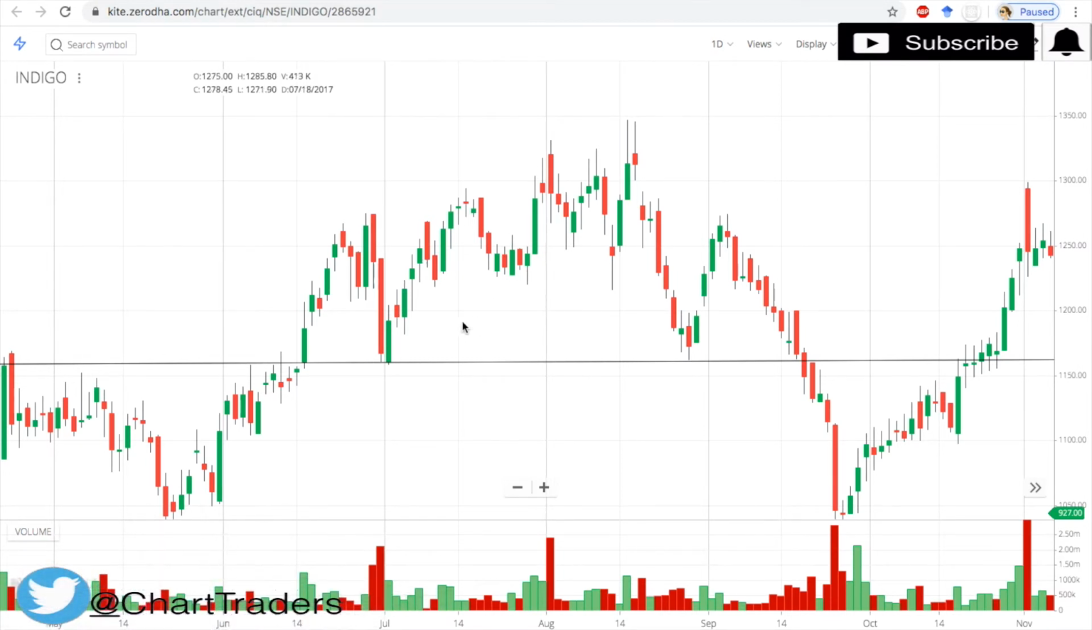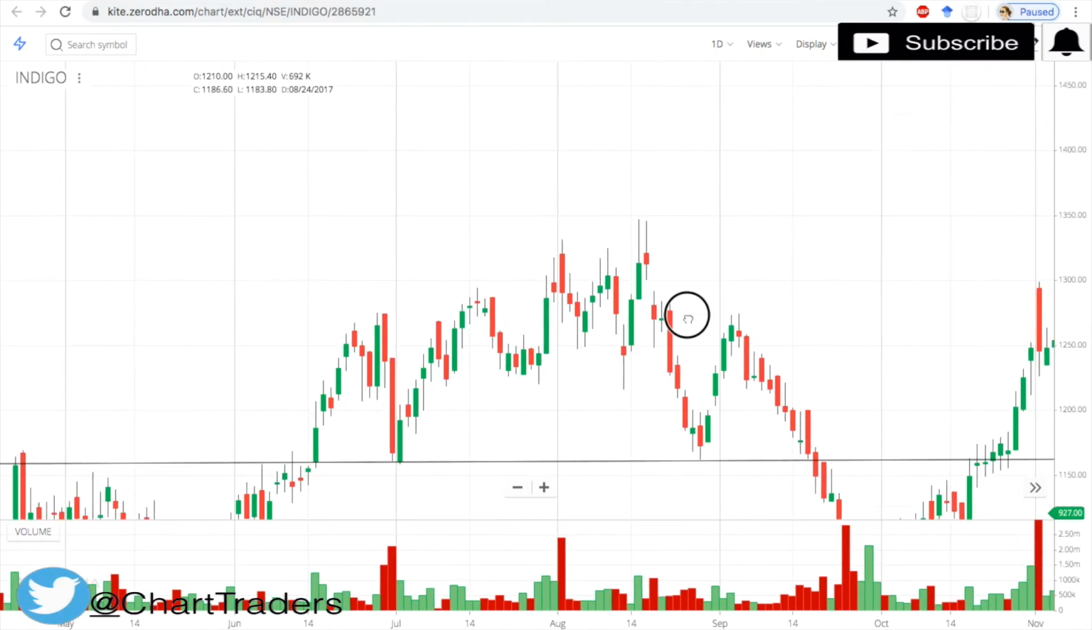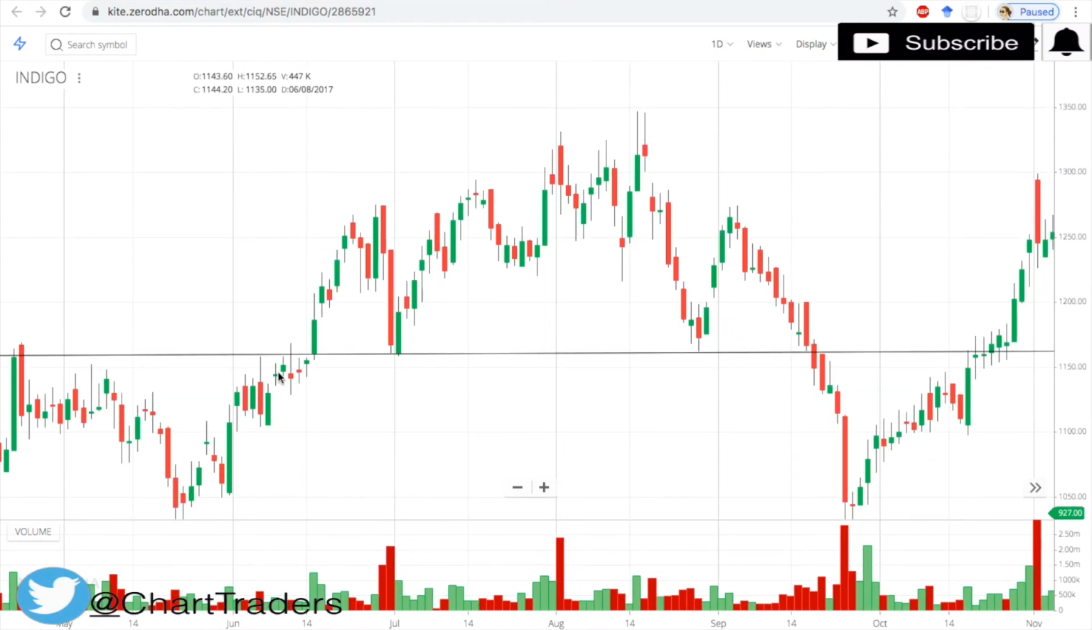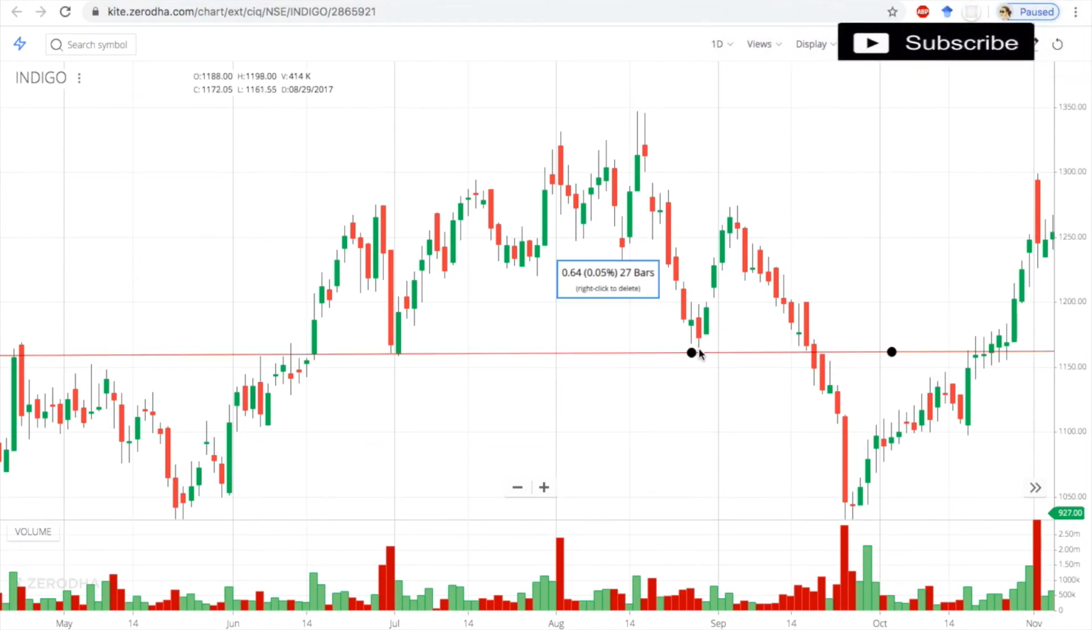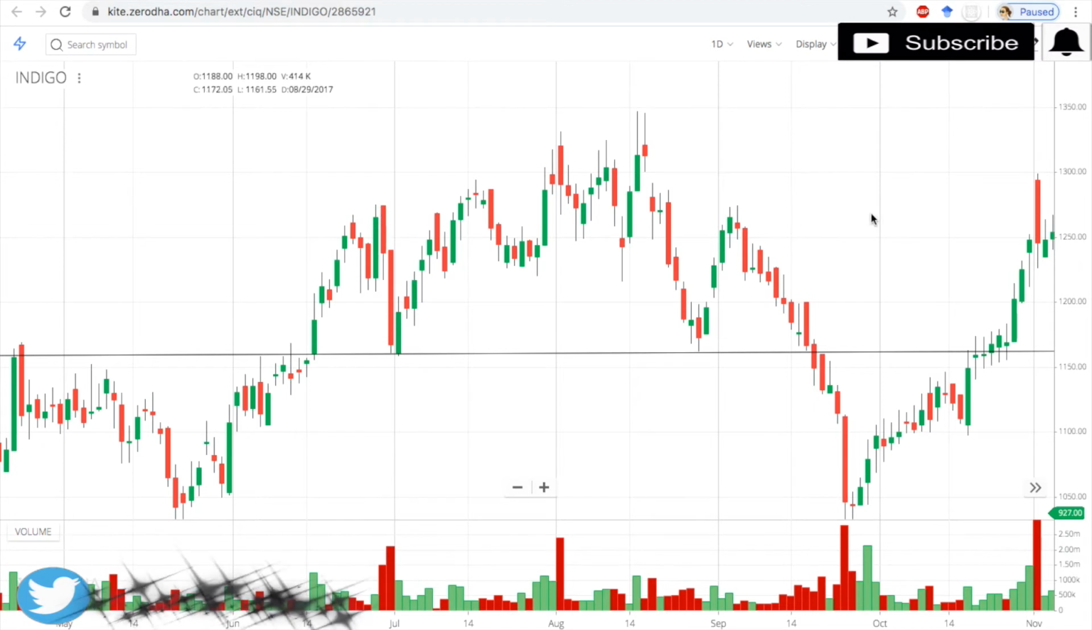Now here in Indigo on a daily basis, see, we have one head. Taking support at this point, then moving up and again coming down. Again it goes up, which is equal to the height of the previous shoulder. Not always equal, but a minor difference is allowed, and then it came back. So now after the breakout at the downside from this point, you can take entry.